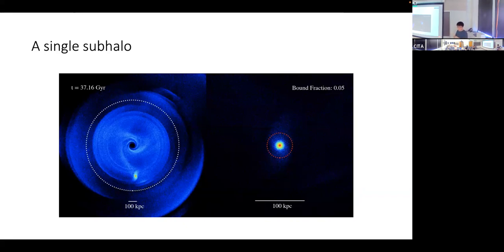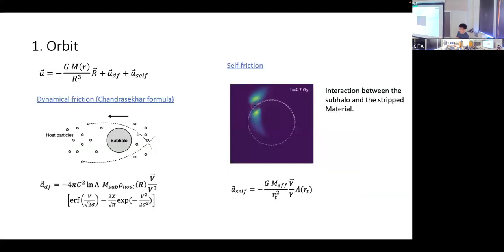So basically, those effects are coupled to each other. So we need some very careful treatment for each physical process. First, we start from the orbit. We evolve the subhalos using this equation here. Basically, the first term on the right hand side is the gravitational force from the host potential, and the second term on the right hand side is the so-called dynamical friction.